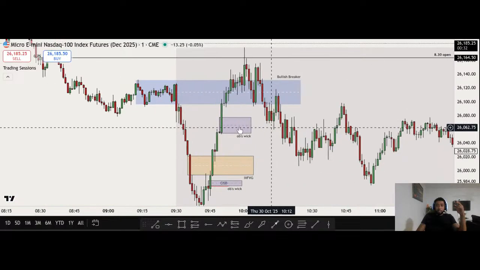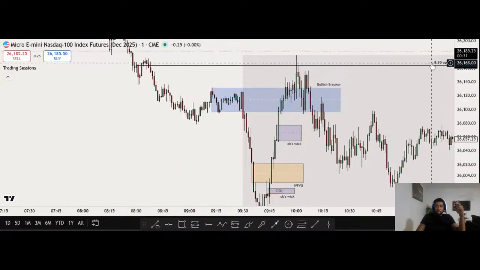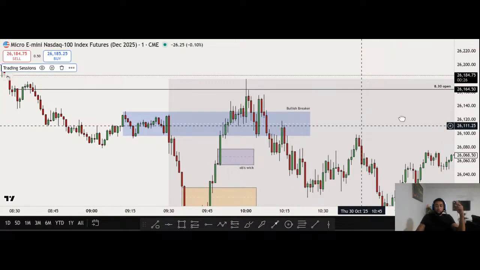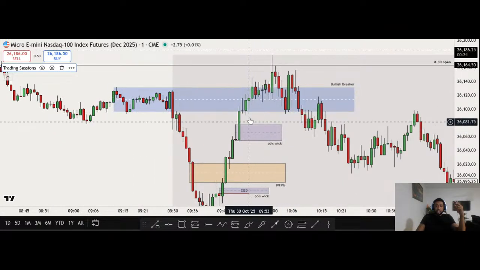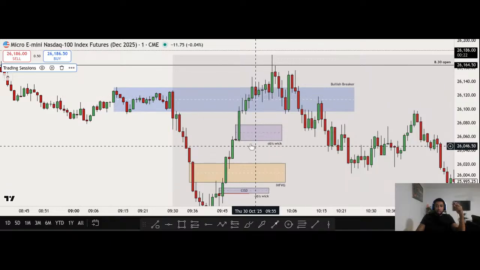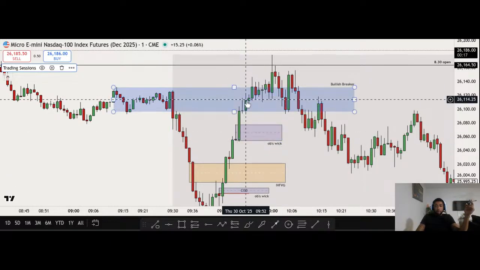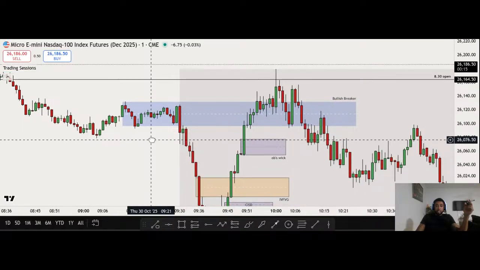And I bought it here because, with bullish order flow, the bullish breaker, and the 8:30 open, I kind of just knew it would at least go to the 8:30 open. That's why I bought one more. I scaled into one more contract right here, and I have my stop loss below this wick, below this order block. You see how it never came down, because good bullish breakers, right?